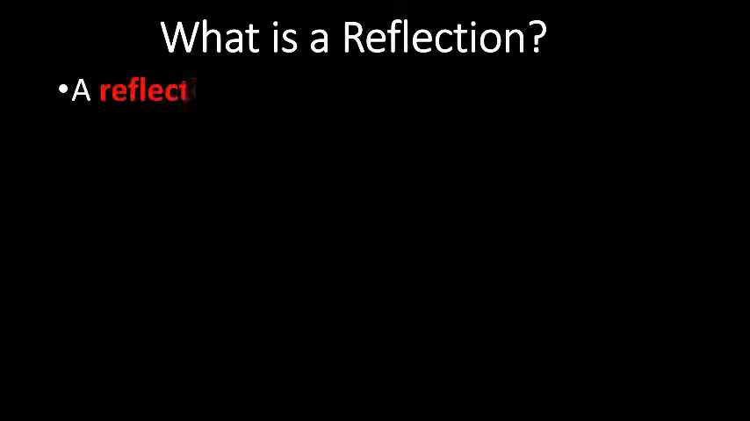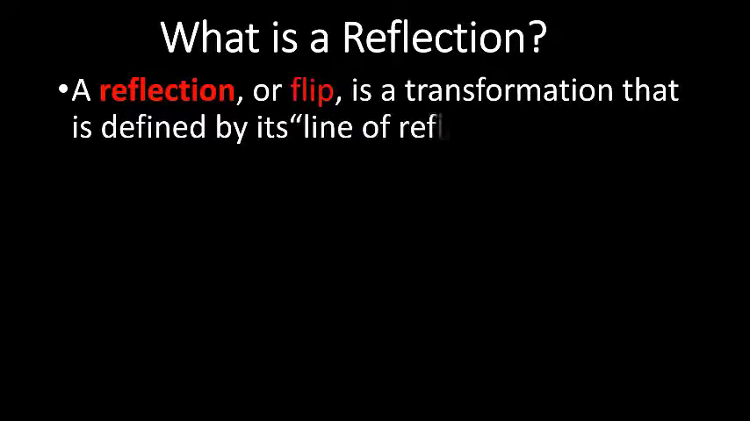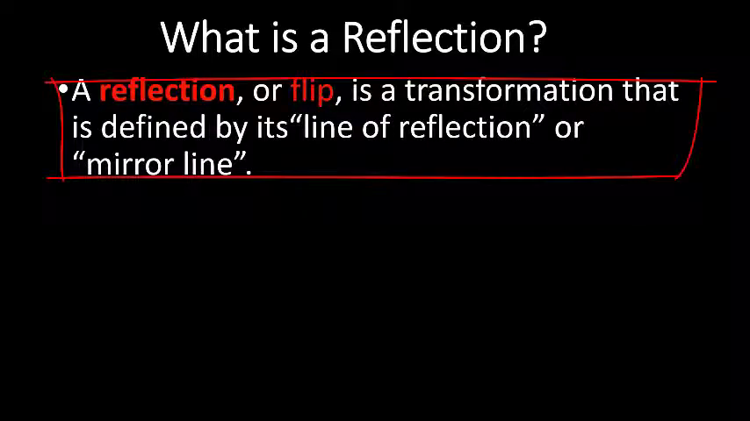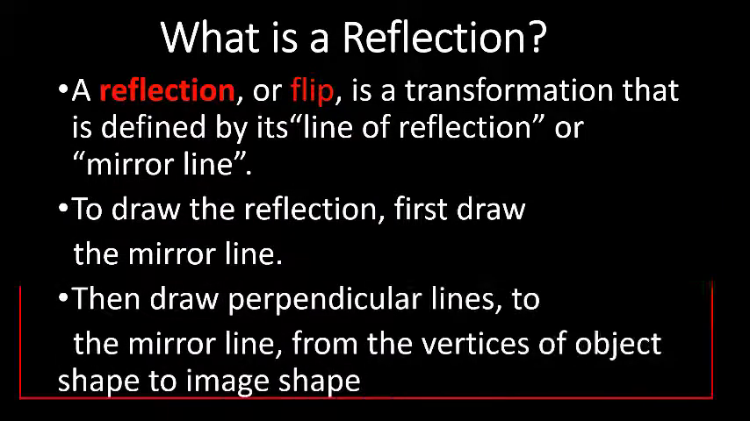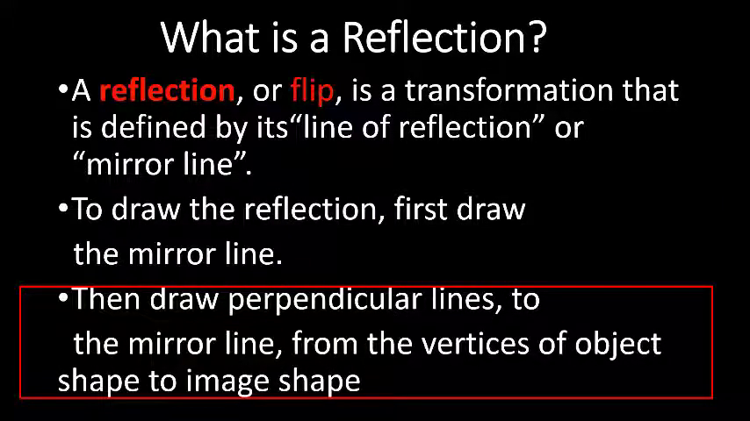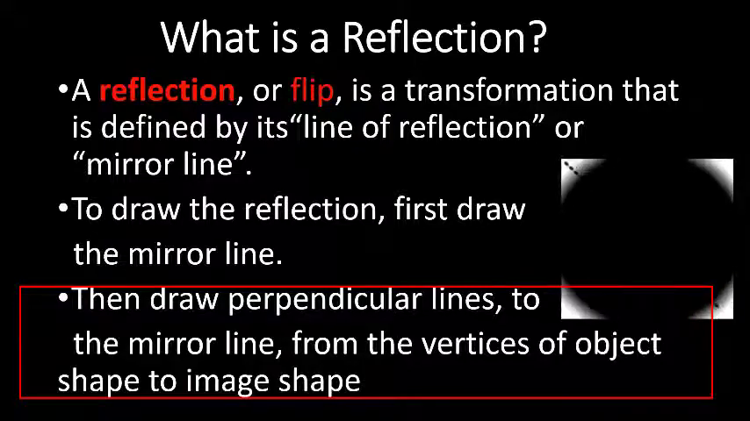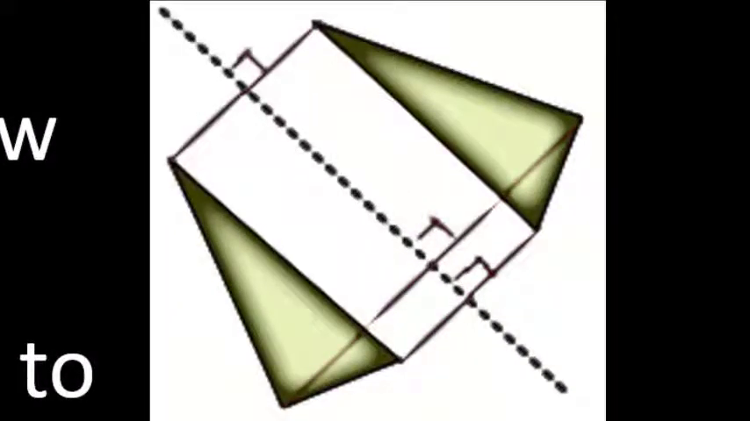What is a reflection? A reflection or a flip is a transformation that is defined by its line of reflection or mirror line. To draw the reflection, first draw the mirror line. What do we do next? Then draw perpendicular lines to the mirror line from the vertices of the object shape to that of the image shape. So we can see a typical example. We have object shape and image shape and a mirror line directly in between them. Take note of the perpendicular lines.